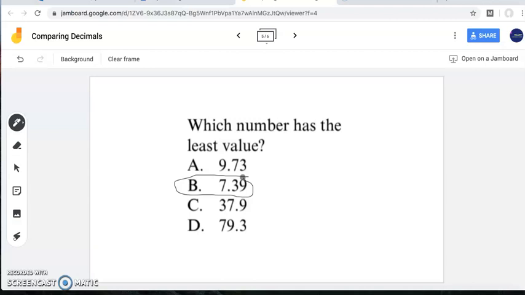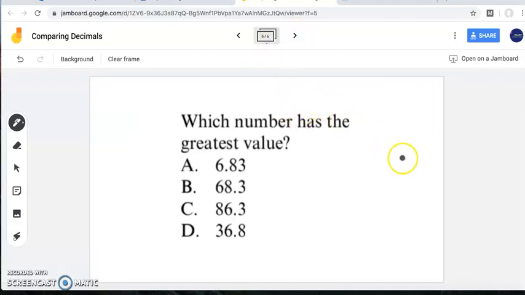Now, in many of these problems, if you can determine that this number is smaller just by looking at the whole number and not even moving to your tenths or hundredths, that's completely fine. And sometimes you might even recognize pretty quickly, based off of the whole number, which number is smaller.